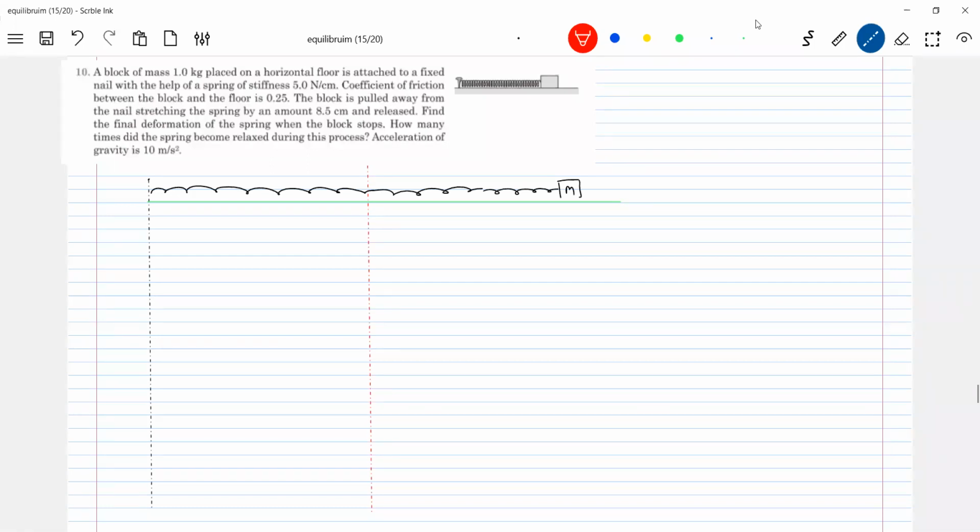So what was the initial? Some elongation x naught is given. X naught is the elongation. I released it and this surface is rough. So kx naught, check it, kx naught is greater than mu mg as it is. So it will accelerate.